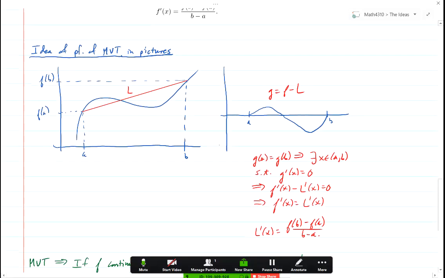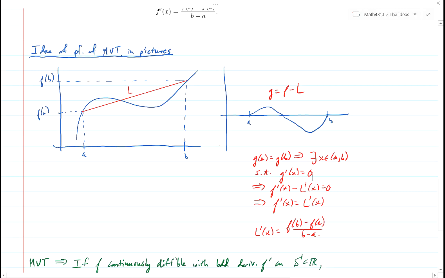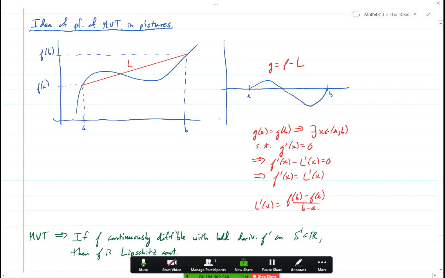L prime, you're talking about the slope of a line, right? The derivative of a function at a point tells you the slope of a tangent line there. Well, a line, every tangent line is just the line for a function that's a line. And the line that passes through these 2 points is given by the slope of the line that goes through those 2 points, f of b minus f of a over b minus a, rise over run.